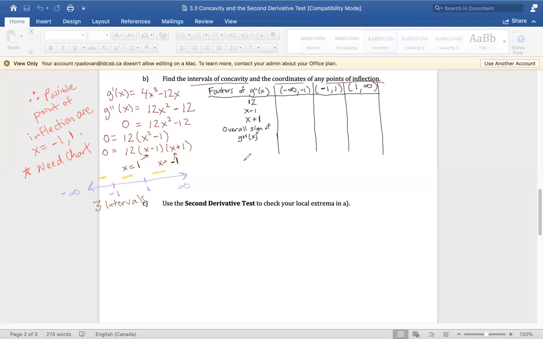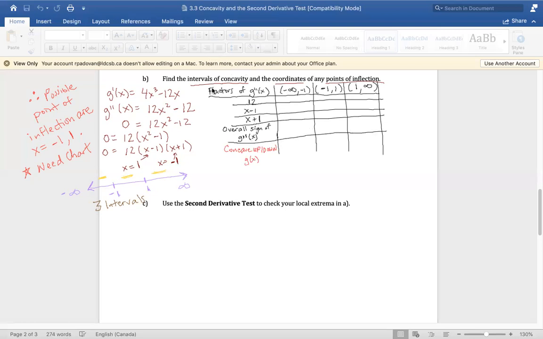Make sure you're putting down double prime of x. Now that's not telling us if it's increasing or decreasing like the first chart. This is telling us if it's concave up or down along the original function, g of x, right? So here I'll do my best. That's very skinny, but hopefully you can see, as long as you can make out if it's a positive or negative sign.